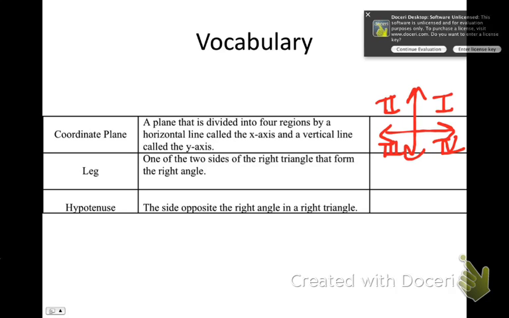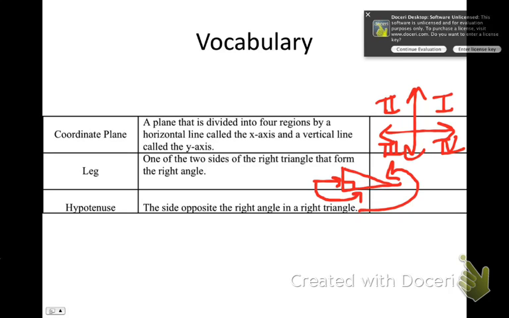A leg is one of the two sides of the right triangle that form the right angle. So if I have a right triangle here, okay, the legs are what form that right angle. Typically, it's the two shortest sides in a right triangle. Whereas the hypotenuse is the side opposite of the right angle. Hypotenuse is also the longest side in a right triangle.